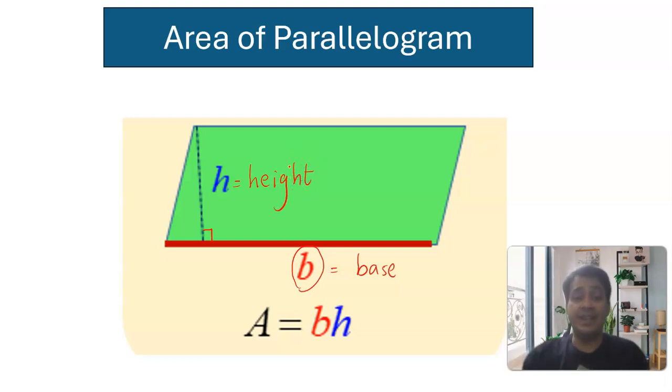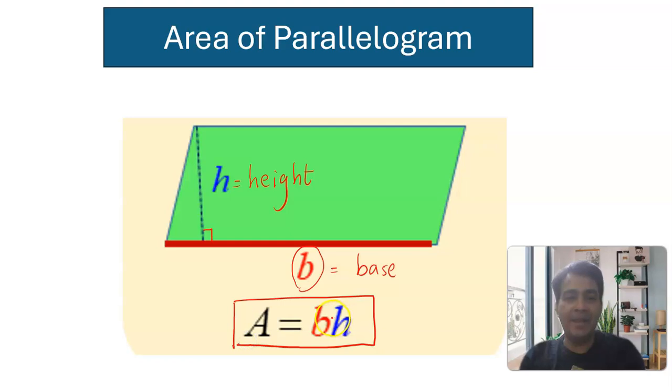And then how do you find the area? It is very simple. The formula to find area is area equals base times the height. Base multiplied with the height. Okay, is that simple? So just remember the formula for area of a parallelogram. You have to multiply the base with the height. Let's look at some examples.